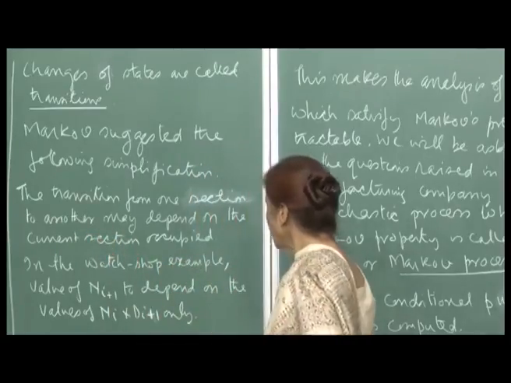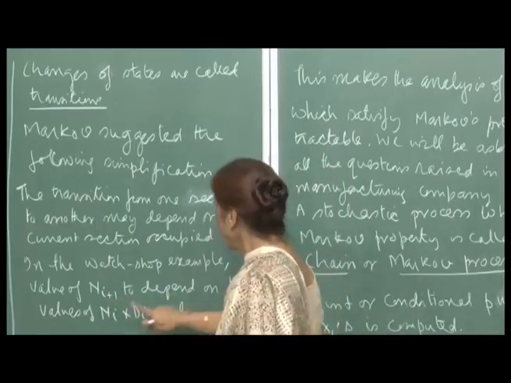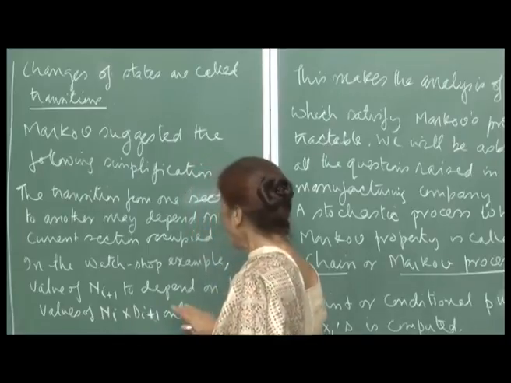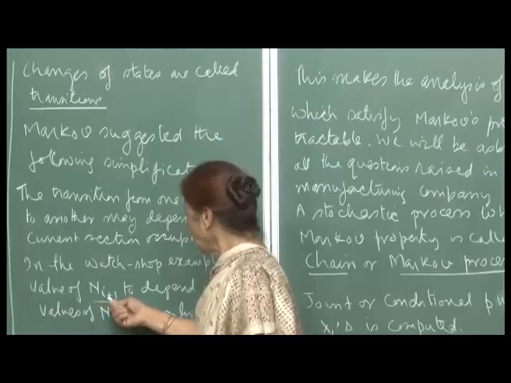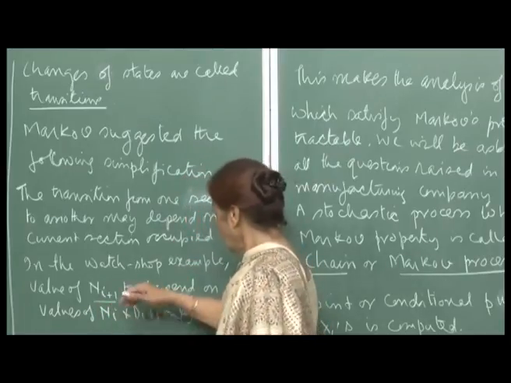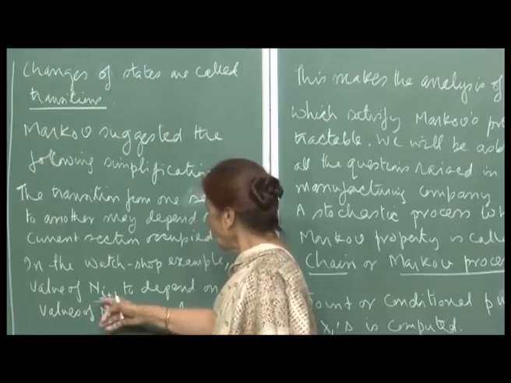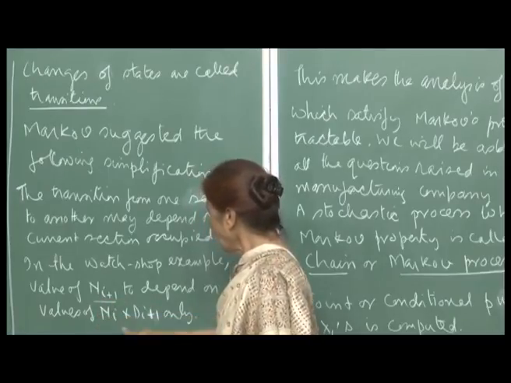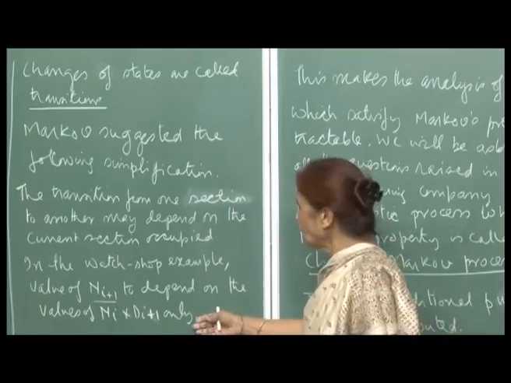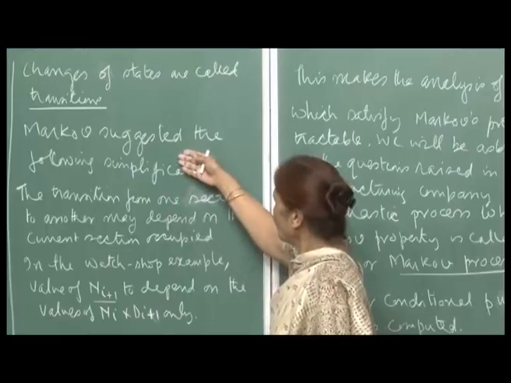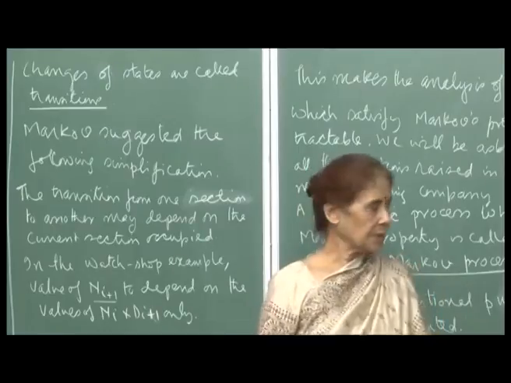Now, for example, in the watch shop example, the value of n_{i+1} depends on the values of n_i and d_{i+1} only. The way I was describing the value of n_{i+1}, which was the max of the formula I wrote down, we were computing n_{i+1} only depending on the values of n_i and d_{i+1}. So according to Markov's definition, this already satisfies the Markovian property.